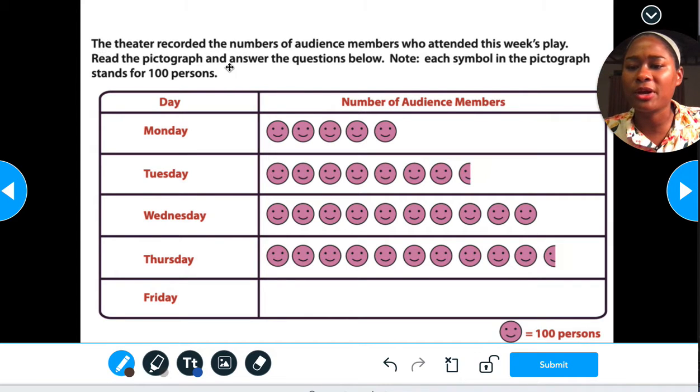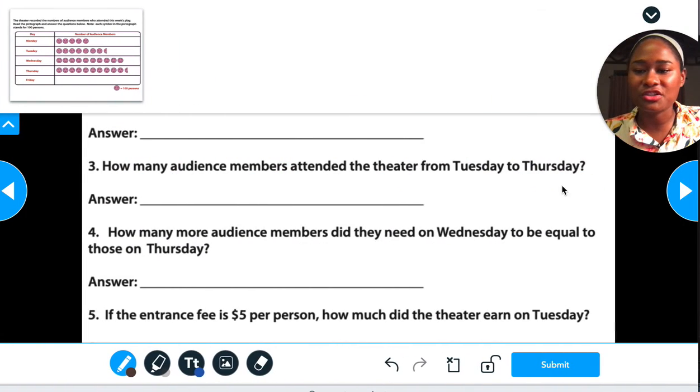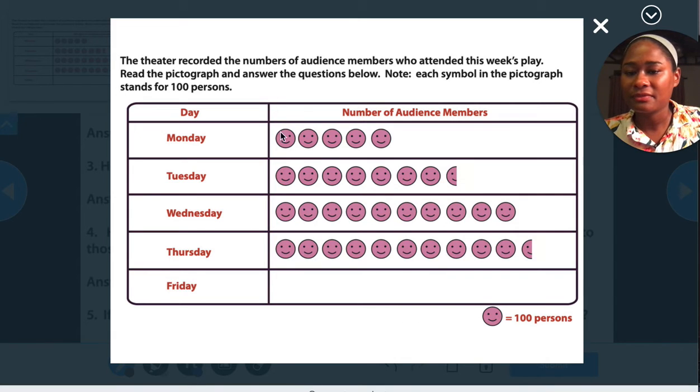I'll read this little paragraph here for us before we answer some questions. The theater recorded the numbers of audience members who attended this week's play. Read the pictograph and answer the questions below. Note, each symbol in the pictograph stands for 100 persons. So we're going to move on over and answer just a couple of questions. So we've got our picture graph there.